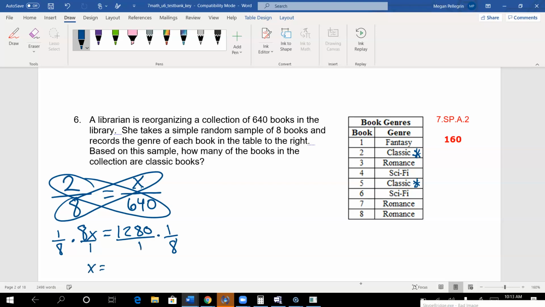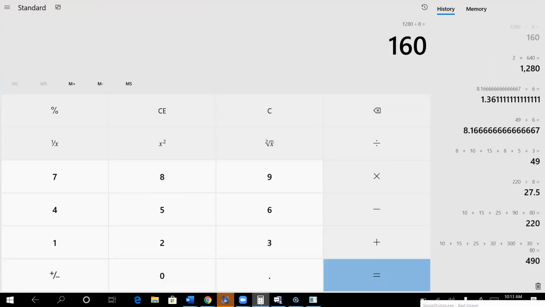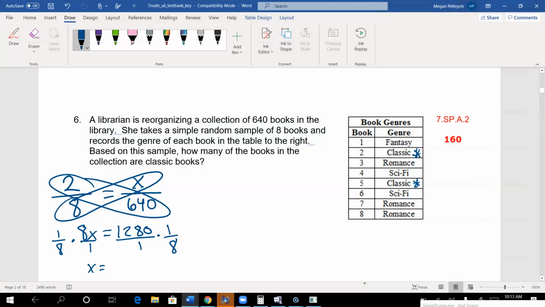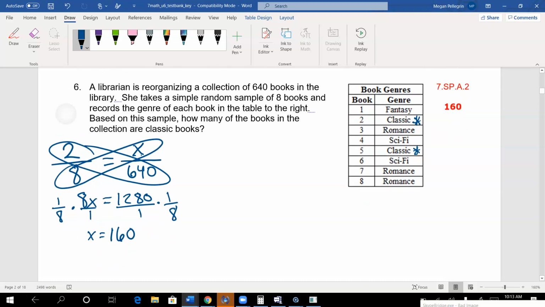X equals, so we're doing 1,280 divided by 8, which equals 160. So x is equal to 160. So 160 books are classic. Okay. We could continue that.